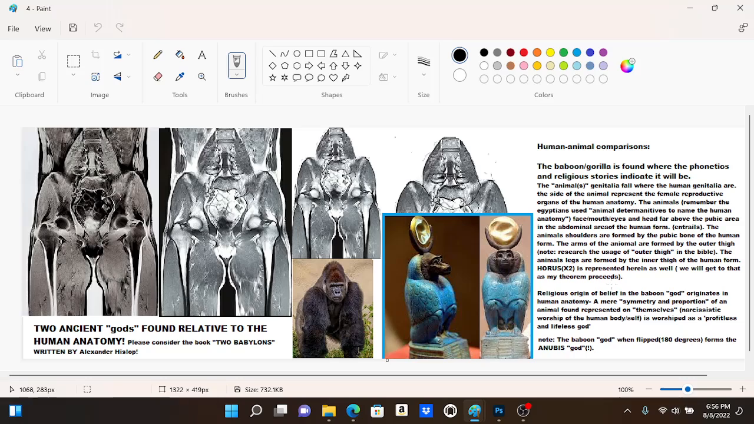But I'll continue. The religious origin of belief in the baboon god originated in human anatomy. It's just a mere symmetry and proportion, religious people. There's no such thing as sacred. Yes, you may call it sacred, but it's still just a shape. It's just a symmetry and a proportion. It can't move. It can't be animated. It can't really jump out at you and hurt you, burn you in fire, chop you up, kill you, strike you. And it can't do good for you. It can't help your life. It can't make things happen good for you if you believe in it. It's just a symmetry. It's not even a real animal. It's just a shape on the human anatomy.